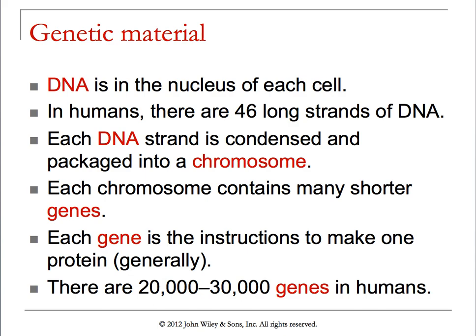All right, now we're going to move on to talk a little bit about genetics. DNA is in the nucleus of each cell. In humans, there are 46 long strands of DNA. Each DNA strand is condensed and packaged into what we call a chromosome, and each chromosome contains many shorter genes. Each gene is the instructions to make one protein, and there are anywhere from 20,000 to 30,000 genes in the human body.